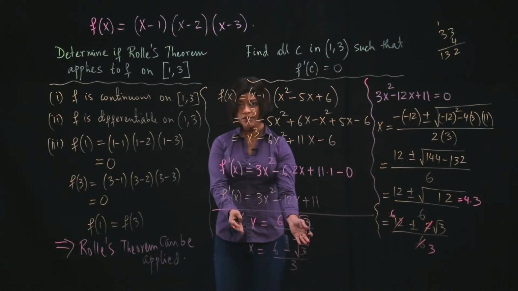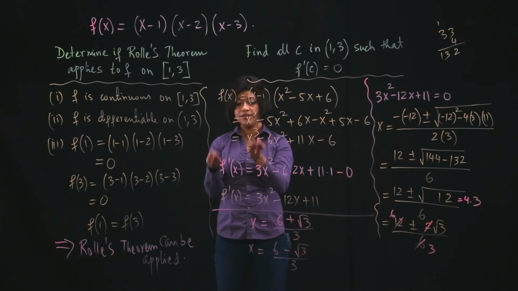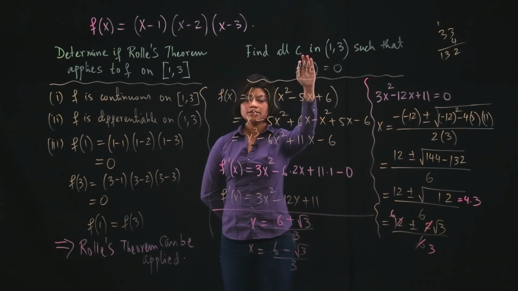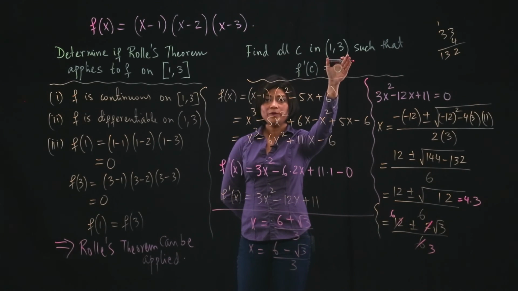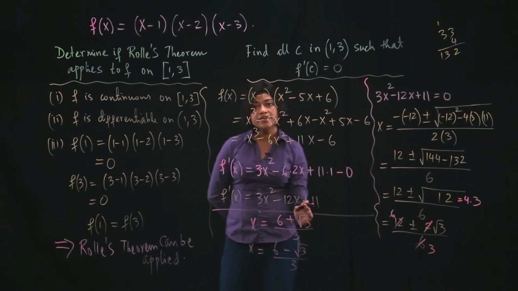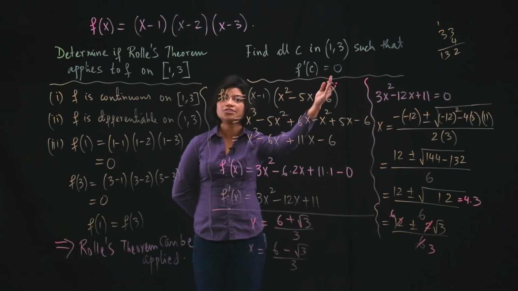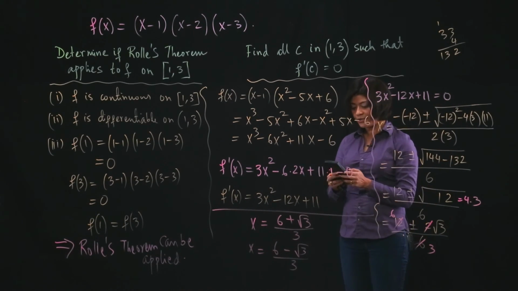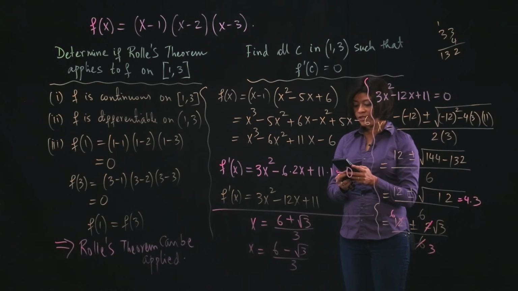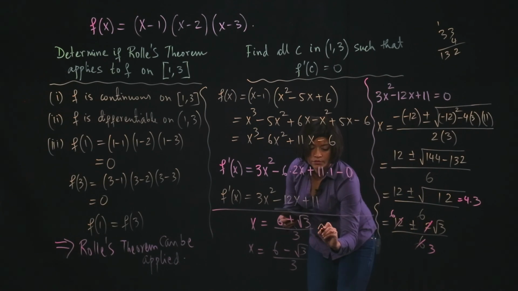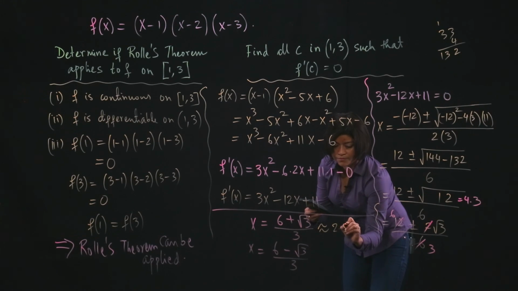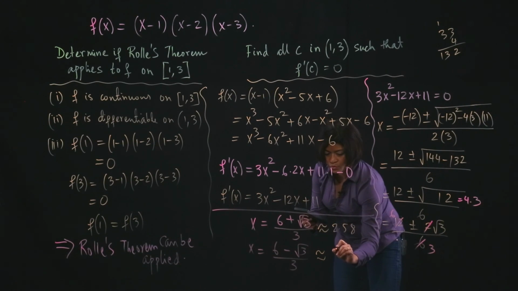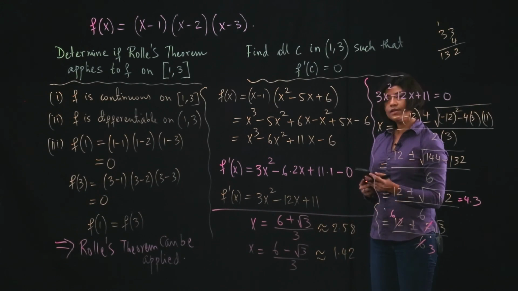Does this mean these are the c values that we wanted, because that's where the derivative will be 0? You have to be very careful before you conclude that. What we want is all those c's inside the open interval from 1 to 3 where the derivative is 0. So you definitely have to check if those values are inside that interval or not. To check that, just pick up any graphing utility and plug in those two values. So (6 plus square root of 3) over 3 is approximately 2.58, and (6 minus square root of 3) over 3 is approximately 1.42.